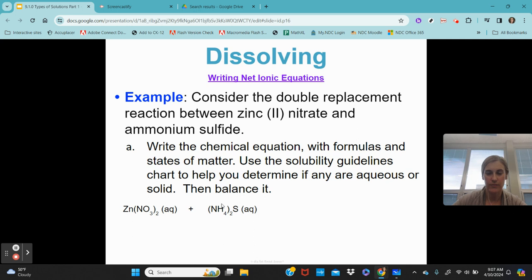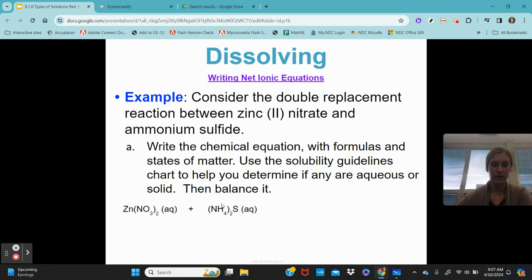Now, most of the time, just for practice's sake, one of these is going to be solid and the other is going to be aqueous, but it's totally expected that it could also be both aqueous. That means there's no reaction. So AQ means it remains dissolved, and solid means there's a reaction and it precipitates out.